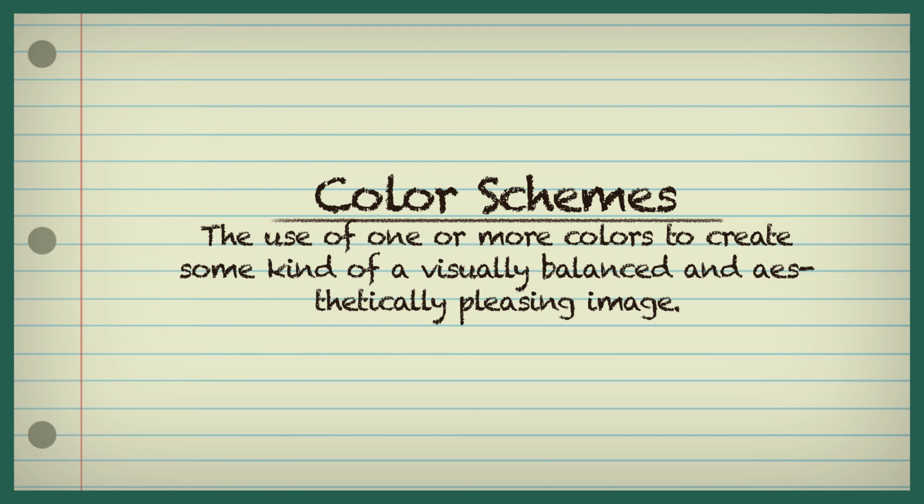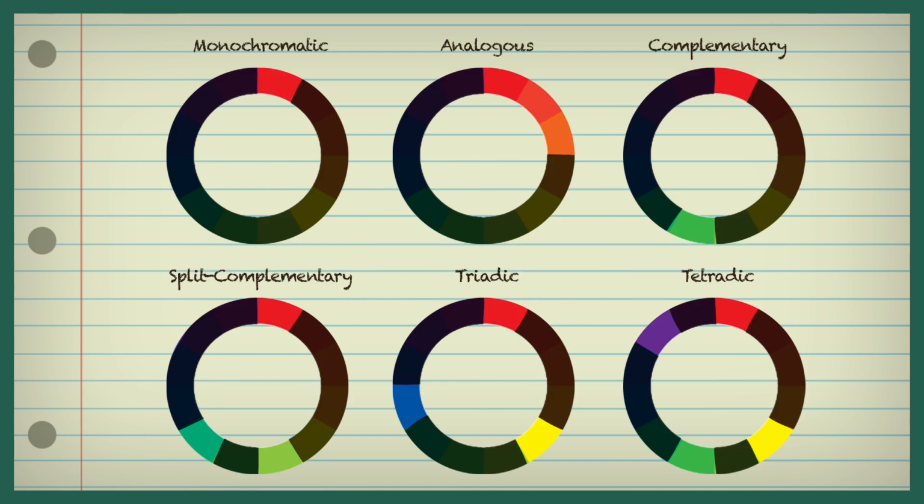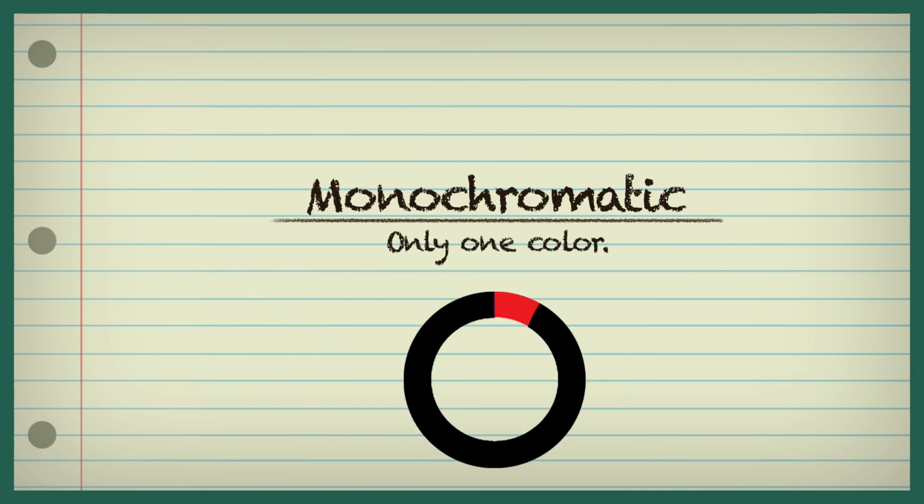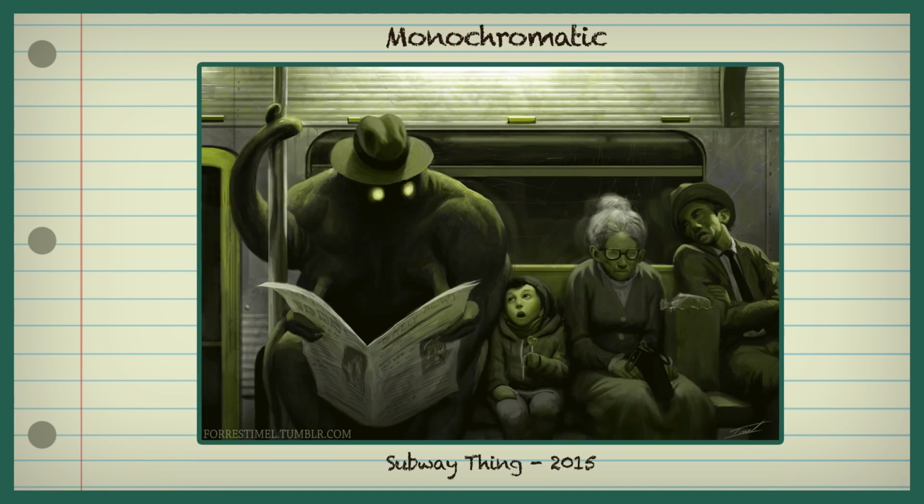Color schemes are the use of one or more colors to create some kind of a visually balanced and aesthetically pleasing image. They can and they should be used in every kind of painting, character design, landscape, whatever it might be. Color schemes work, and there are so many kinds out there that it's almost impossible to not find one that fits the mood that you are shooting for in your painting. Monochromatic. Monochromatic color schemes are ones that strictly use only one color, not similar colors, or slight hue shifts, but still the same general color. Pick a hue and either brighten it or darken it, desaturate or saturate, that's it.